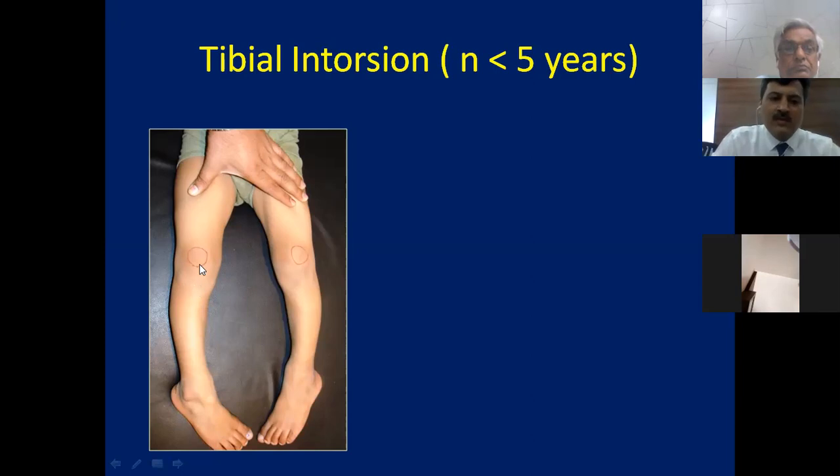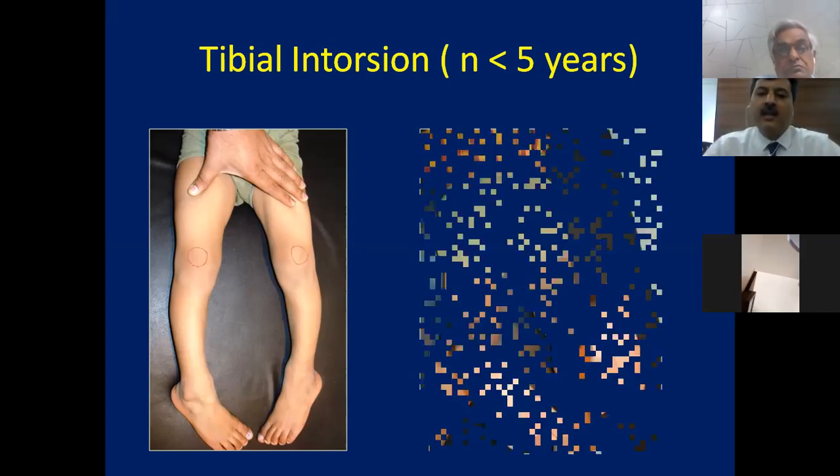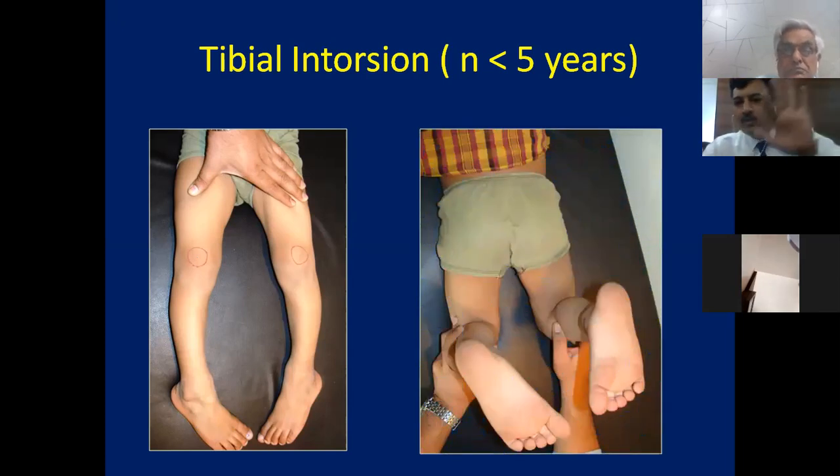So usually we measure the tibial intorsion by measuring this line in supine. The patella long axis should cross the second toe. But if it is crossing the third, fourth, fifth toe, or in this case it is going completely outward, then the deformity is coming from the tibia. We can confirm this finding by turning the child prone.